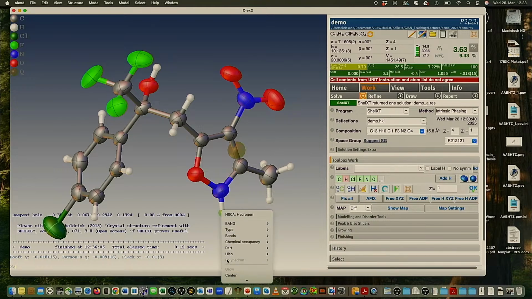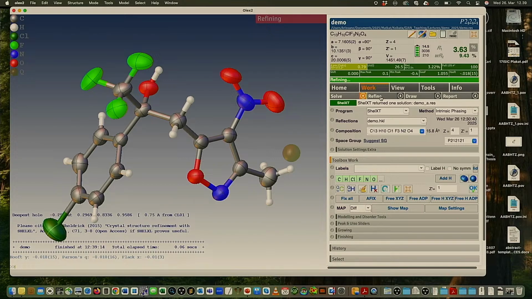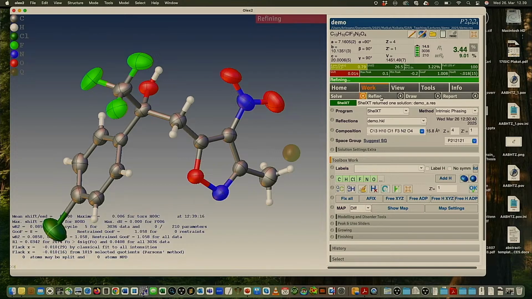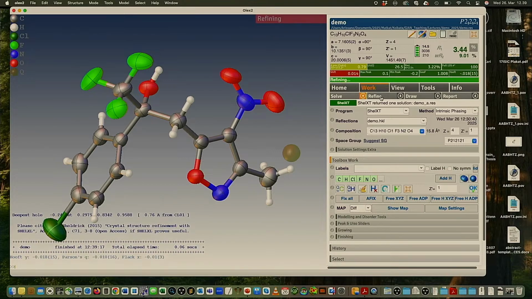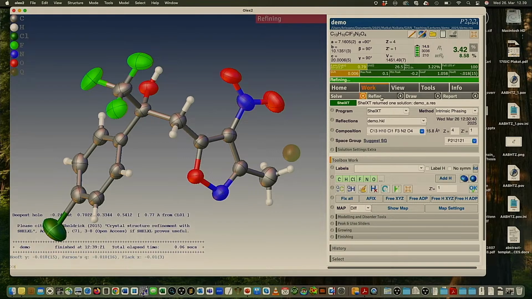I will do it like this. This doesn't work so well. Delete. So I remove it. Now I repeat the refinement. And now once more. Now everything's green. Now we have done.